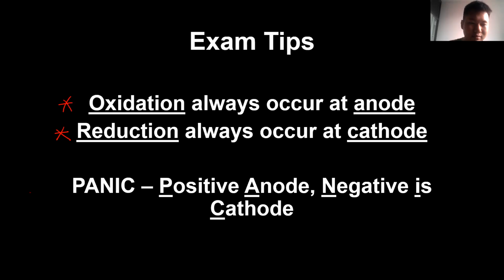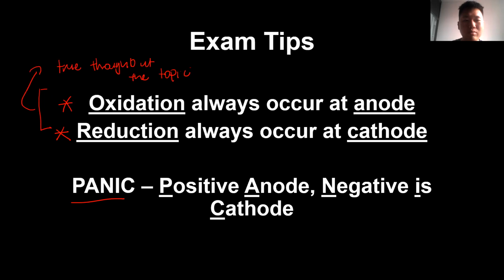And there's a mnemonic that you can memorize: positive is always the anode, negative is always the cathode. This is only true for electrolysis and not for the electrochemical cell that we'll touch on in a later chapter. So this statement is true throughout the whole topic. You must always remember these two statements, and this is perhaps the best exam tip that I can give anybody who is studying this chapter.